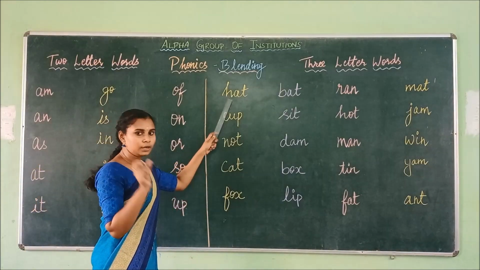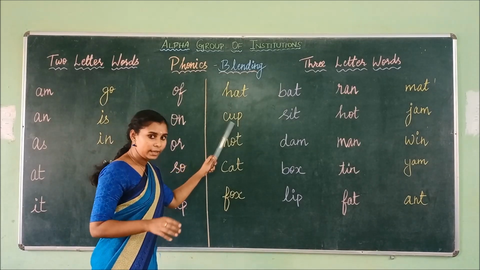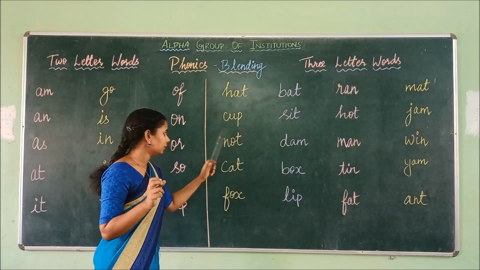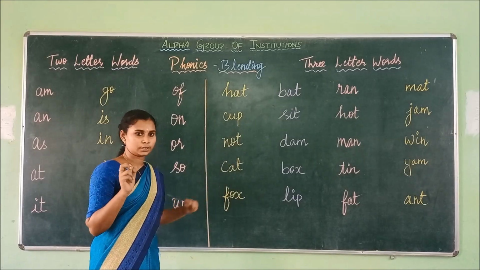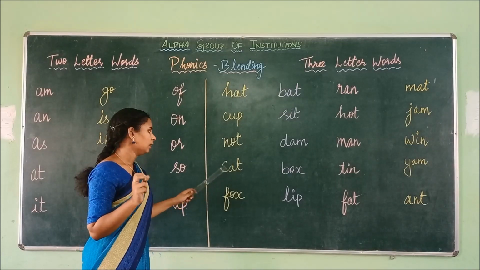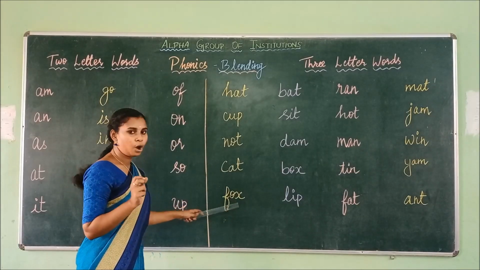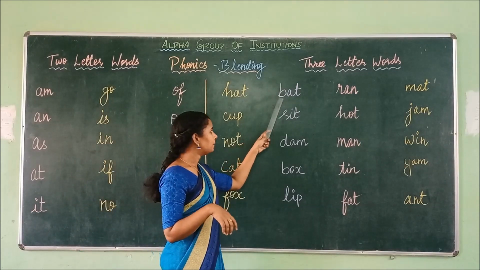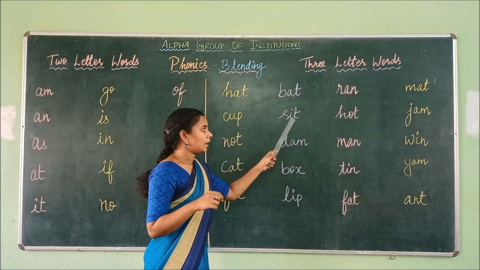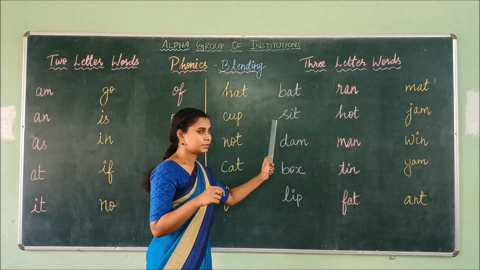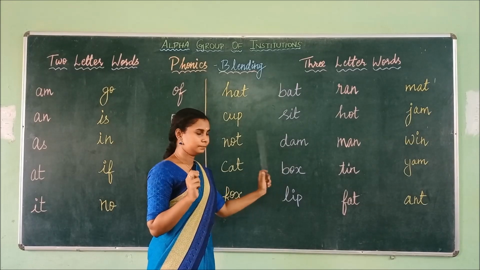Here are created words. H, a, t. Hat. K, a, p. Cup. N, o, t. Not. K, a, t. Cat. F, o, x. Fox. B, a, t. Bat. S, e, t. Sit. D, a, m. Down.